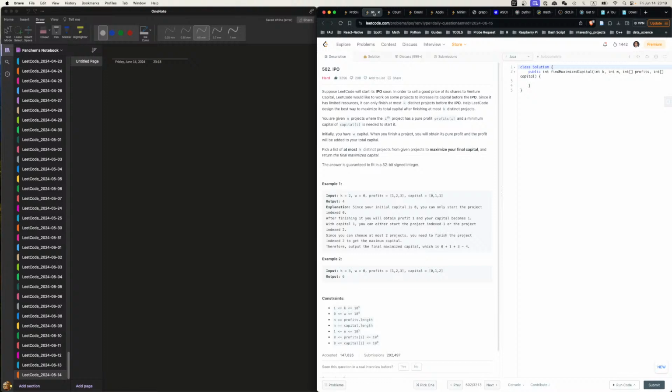You're given N projects where the ith project has a pure profit profits[i], and a minimum capital of capital[i] is needed to start it. Initially, we have W capital. When you finish a project, you'll obtain its pure profit, and the profit will be added to your total capital. Pick a list of at most K distinct projects from the given projects to maximize your final capital, and return the final maximized capital.